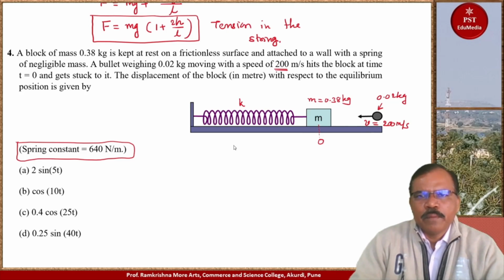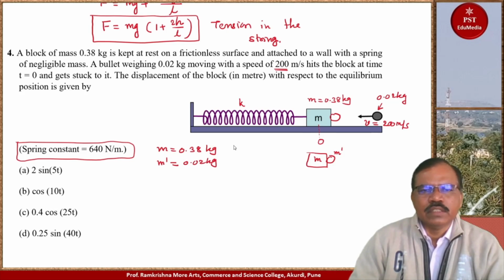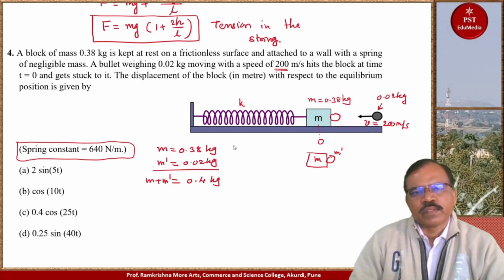When it is incident on this at time t equal to 0, it sticks with it. This means the new mass is this mass plus this mass. I will call that mass m dash. So m is equal to 0.38 kg and m dash is equal to 0.02 kg. So the resultant mass, m plus m dash, is equal to 0.4 kg now, the addition of these two.